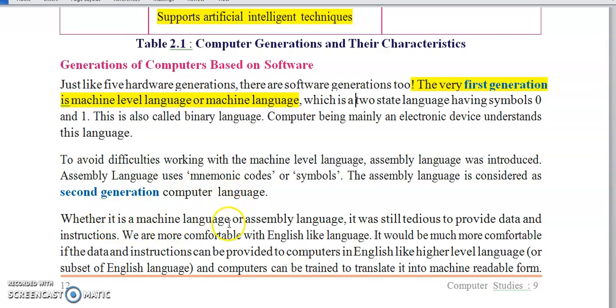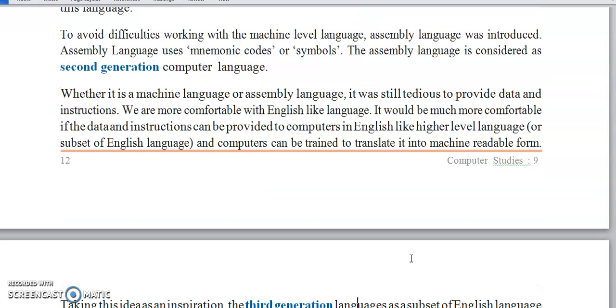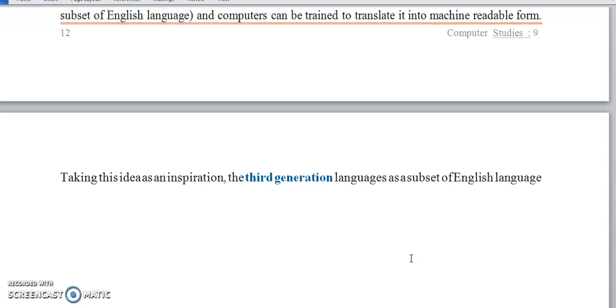Whether it is machine language or assembly language, it was still tedious to provide data and instructions. We are more comfortable with English-like language. It would be much more comfortable if the data and instructions could be provided to computers in an English-like higher level language, and computers could be trained to translate it into machine readable form. Taking this idea as inspiration, the third generation computer language, a subset of English language, was designed.